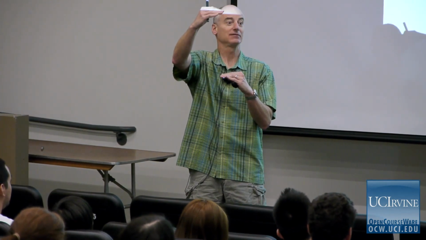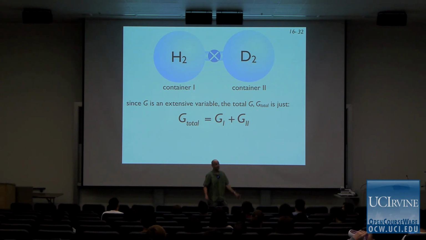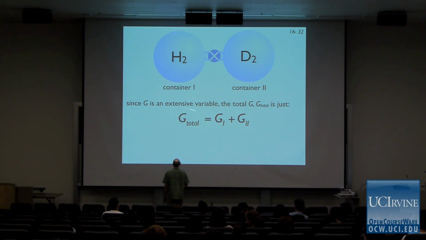I mean, if I take a solution that's room temperature and another solution that's room temperature and I mix them together, do I get a solution that's 600 degrees Kelvin? No. Temperature is not an extensive variable. Mass is an extensive variable. All right, and the Gibbs energy is an extensive variable.